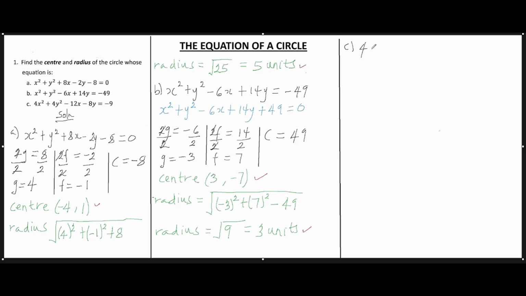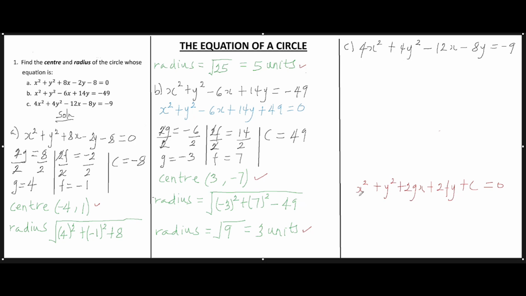the equation 4x squared plus 4y squared minus 12x minus 8y being equal to negative 9. Remember, the general equation of a circle is always of the form x squared plus y squared plus 2gx plus 2fy plus c is equal to 0. So now, by comparing, what do you see?